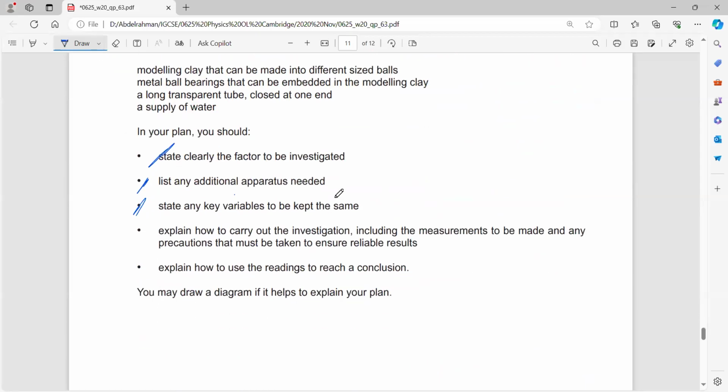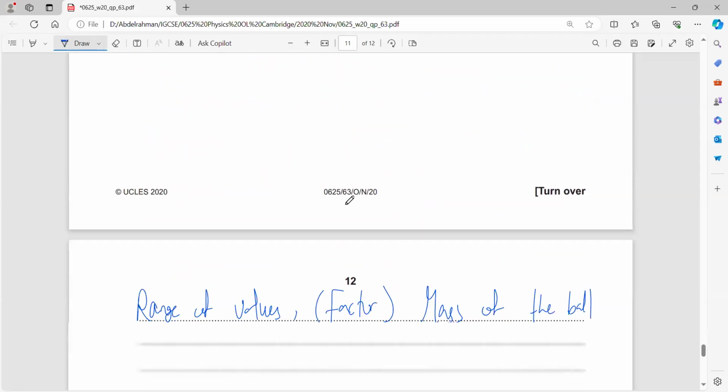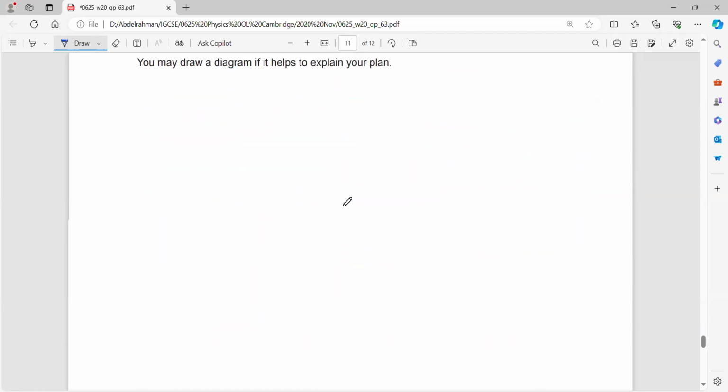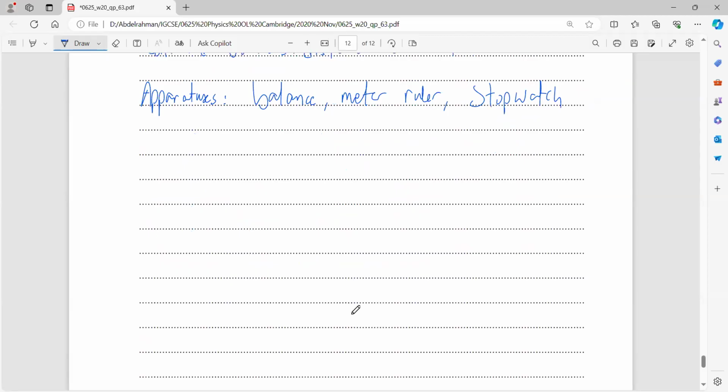State how you will carry out this experiment, and then write down a conclusion. You may draw a diagram if you want. How will I carry out this experiment? Mister, can we make a table for the grams and a table for the distance the ball falls from? You don't need a table. Did he state you must draw a table? If he didn't state it clearly, then don't draw a table.